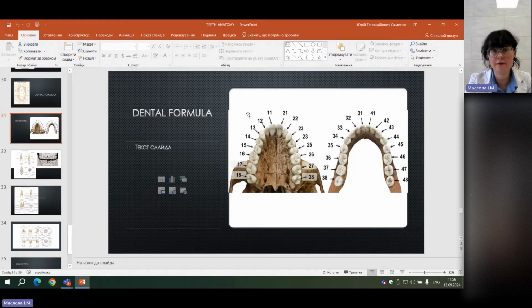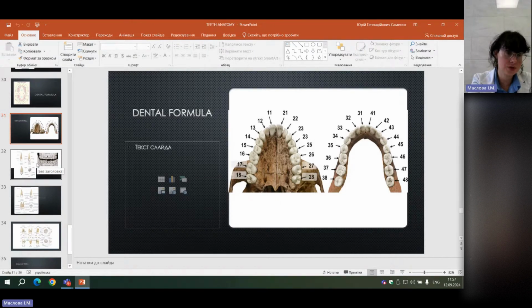Remember, please, that the first quadrant and the fourth quadrant are the right side of the jaws, and the second quadrant and third quadrant mean the left side of the jaws.